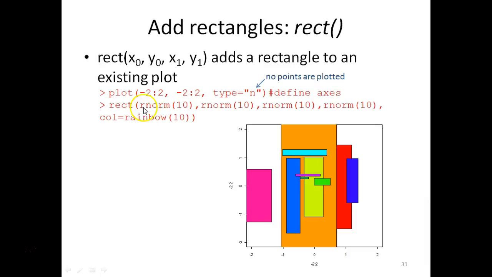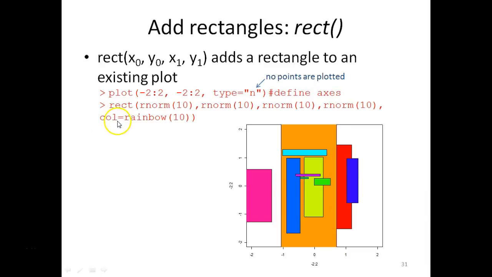And to get 10 rectangles at once, I use vectors containing 10 numbers, in this case normally distributed random numbers with a mean of 0 and a standard deviation of 1, which are the default values for rnorm. And I use 4 such vectors: 1 for the x0 value, 1 for the y0 value, 1 for the x1, and 1 for the y1 value. And R keeps drawing rectangles until all the values are used. So in total we get 10 rectangles.